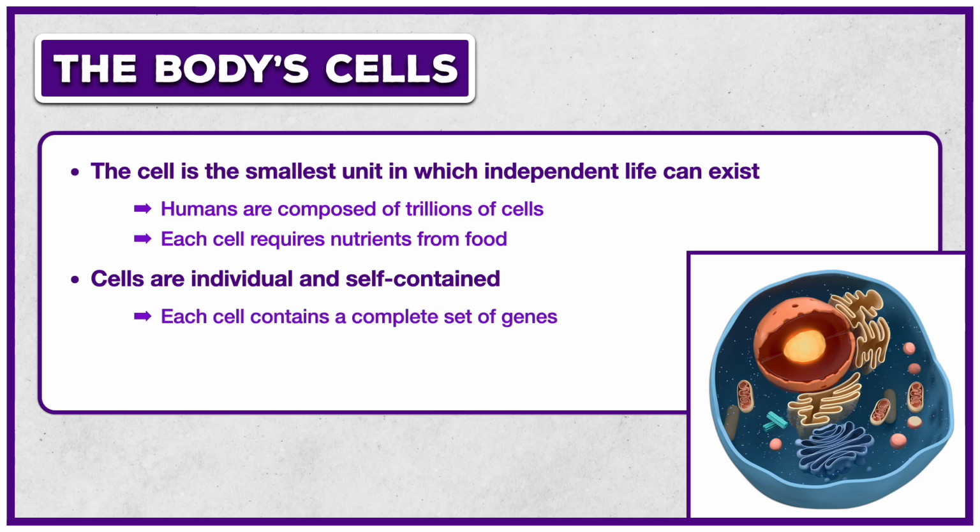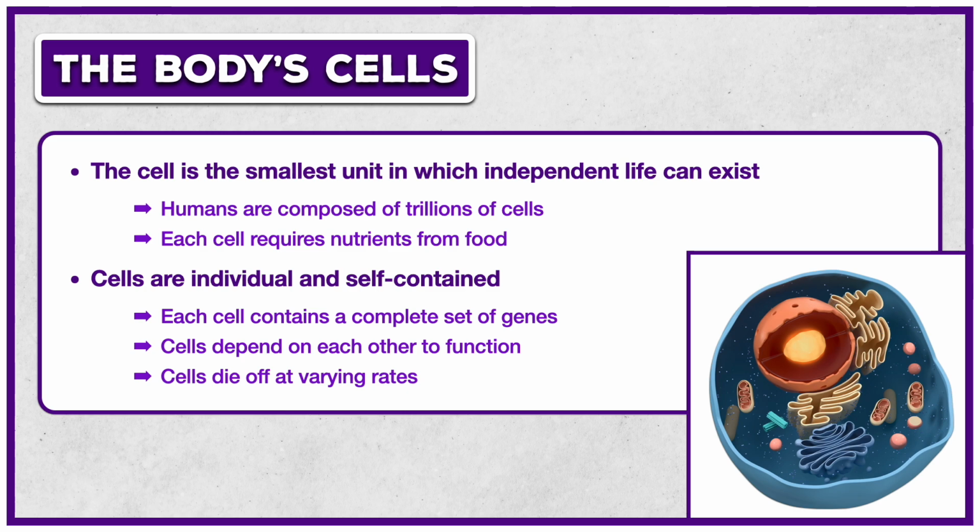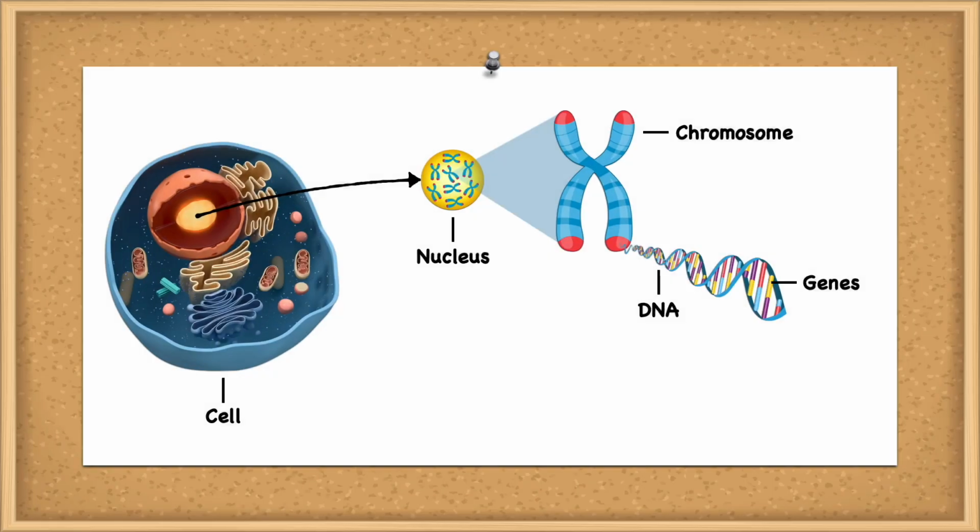Each cell contains a complete set of genes, which contain the code to produce proteins that give each cell its unique structure and function. Cells also depend on each other to function and die off at varying rates, emphasizing the importance of maintaining the health of all cells and providing the body with a consistent and adequate supply of nutrients.